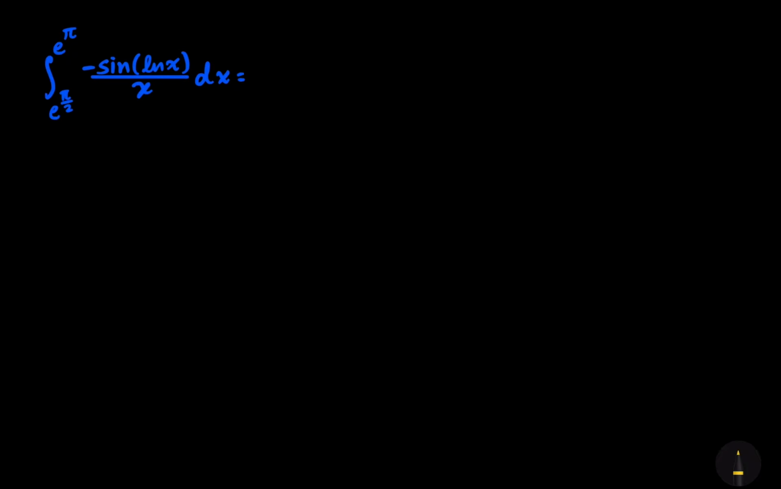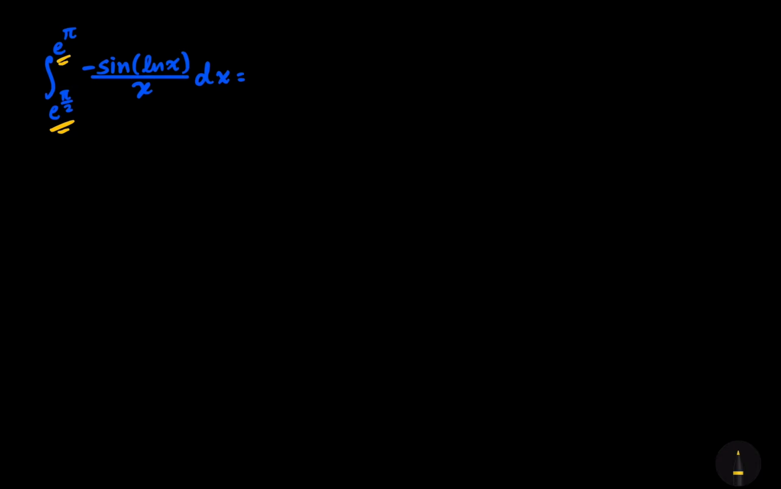So in the previous video, we took a look at how we can use u-substitution in order to evaluate different indefinite integrals. And in today's video, we're going to look at how we can actually extend this notion for evaluating definite integrals. And so here we have the definite integral from e to the pi over 2 to e to the pi of negative sine of ln of x over x dx.